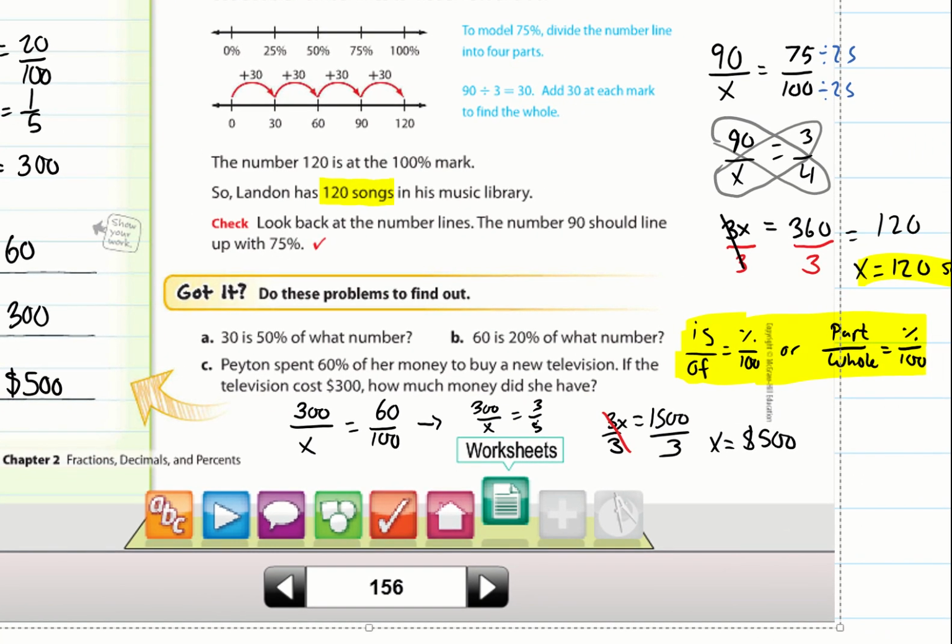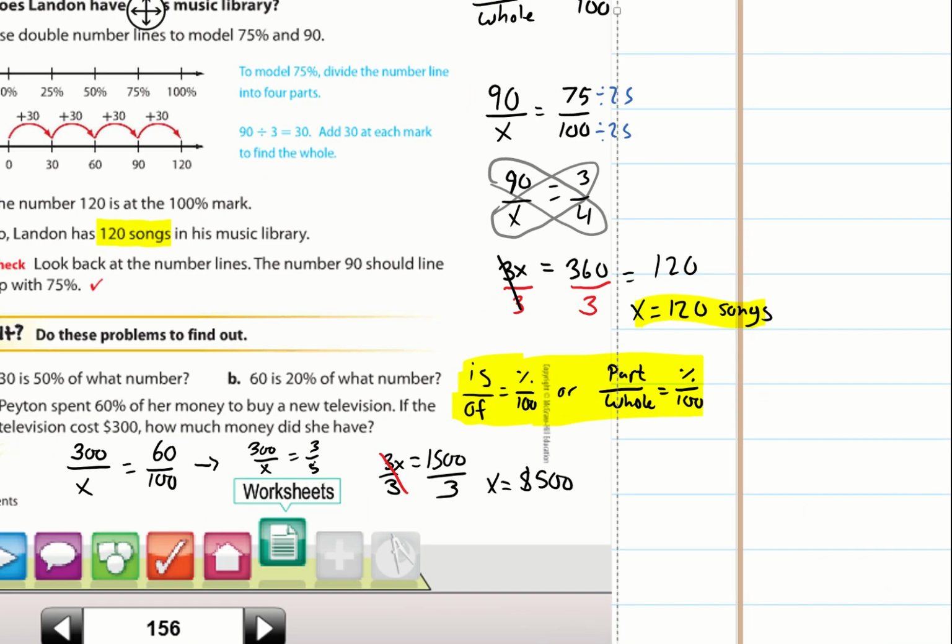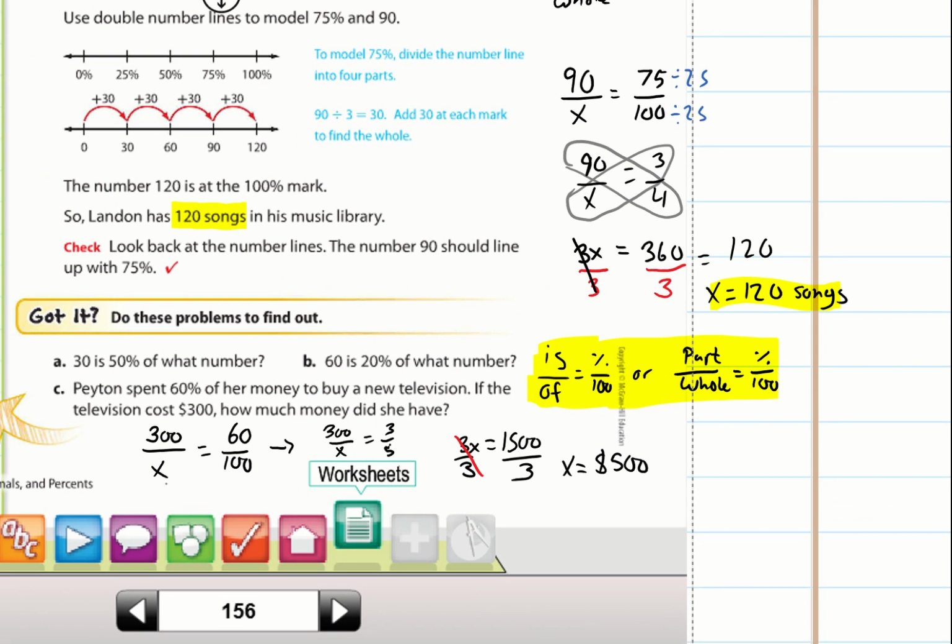Peyton spends 60% of her money to buy a new television. So she only spent 60% of her money, so she only spent part of her money. The television cost $300. How much money did she have? So we have 300 is our part over the whole. We're just going to leave as x equals 60 over 100. Now 60 over 100 does simplify to 3 over 5. So we have 300 over x equals 3 over 5.